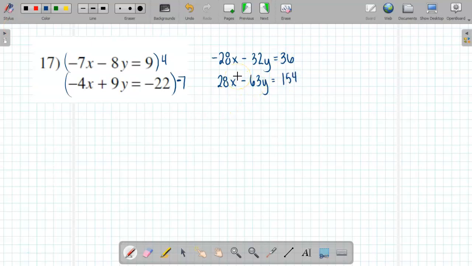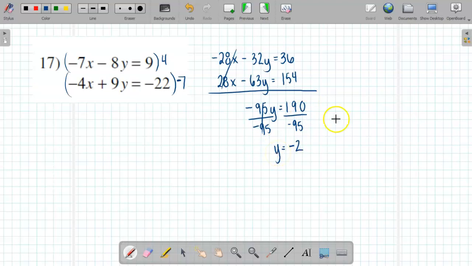So numbers are a lot bigger on these types of problems, but the idea is still the same. We are going to cancel out that 28. Now we're going to get negative 95y equals, let's see, we get a 0 here, 190. And if we divide by negative 95, we're going to get y equals negative 2. Okay? And you can use your calculator if you need it there.